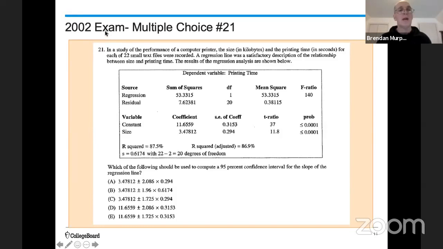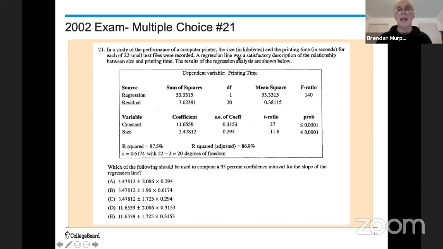So 2002 exam, multiple choice number 21. In a study of the performance of a computer printer, the size in kilobytes and the printing time in seconds for each of 22 small text files were recorded. Okay, again, it's setting the tone. My sample size is 22. And it feels like if my file size is bigger, it's going to take longer to print. I think that's what's happening here, but I'll keep reading and see if I can figure that out.